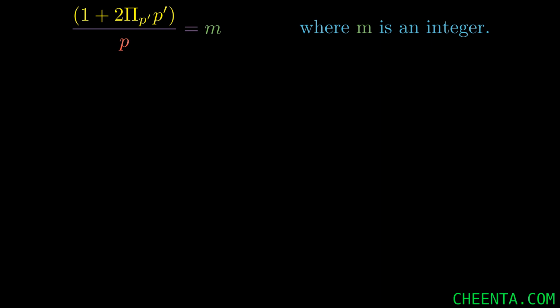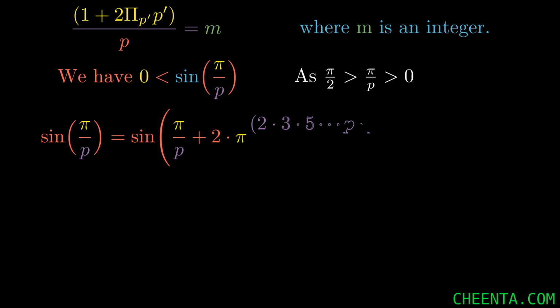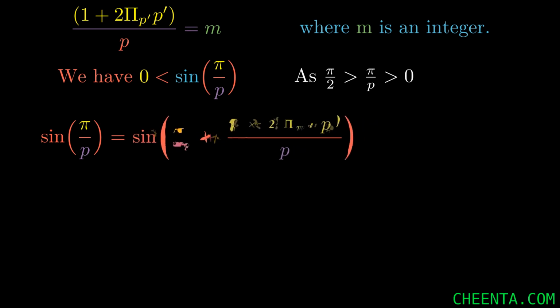Now we know that sine is a monotonically increasing function in the range 0 to pi by 2. So from our knowledge of the sine function, we can write something like this: 0 is always less than sine of pi by p. Why? Because pi by p is in between 0 and pi by 2. Now from our knowledge of the period of the sine function, we can write it something like this. Notice the second term here, 2 into pi into the product of primes divided by p is actually an integer m. So it is in the form sine of theta plus 2m pi. So we can write it as something like this.